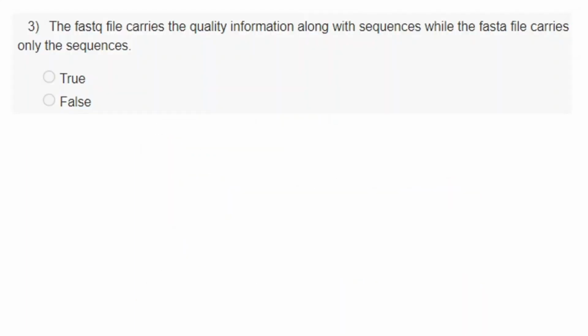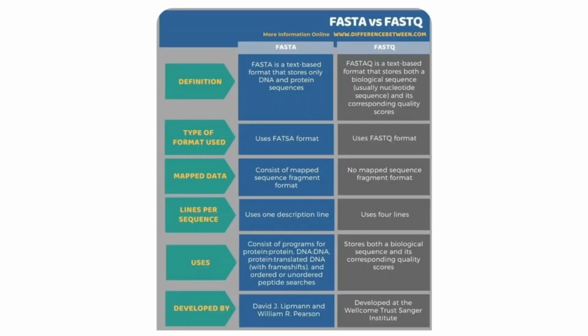Next question. The FASTQ file carries the quality information along with sequences, while the FASTA file carries only the sequences. This is a little bit on the edges of bioinformatics. So is it true or false? Anybody? True. Okay, so it's true. So we'll talk a little bit about the differences between the FASTA and the FASTQ file. So the FASTA is basically a text-based format that only stores nucleotide or protein sequences, while FASTQ is a text-based format that stores both sequence and associated sequence quality values.